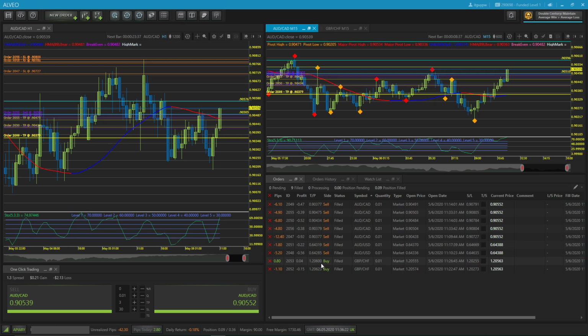It does look like the pound franc is having some movement, so we earned a couple pips there. That's nice.